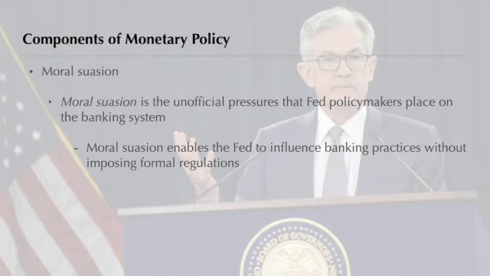In addition to its official tools, the Fed can informally restrict aggregate demand in the U.S. economy. Moral suasion refers to the unofficial pressures that Federal Reserve policymakers exert on the banking system. Moral suasion can be a direct appeal to individual commercial banks through letters and conferences, public announcements through press releases, and testimony before congressional committees. These techniques enable the Fed to influence banking practices without imposing formal regulations. Through the use of moral suasion, the Fed attempts to channel the lending policies of all banks in the direction it desires.